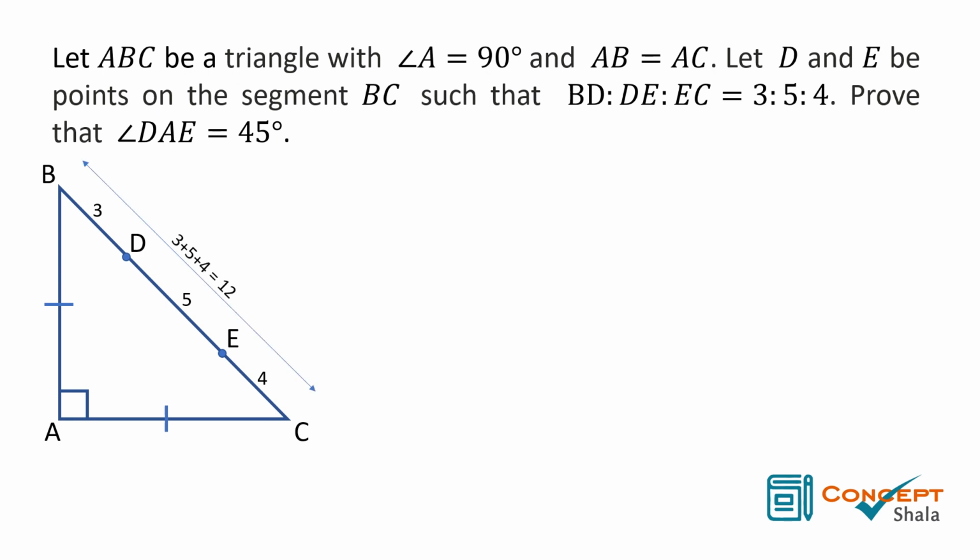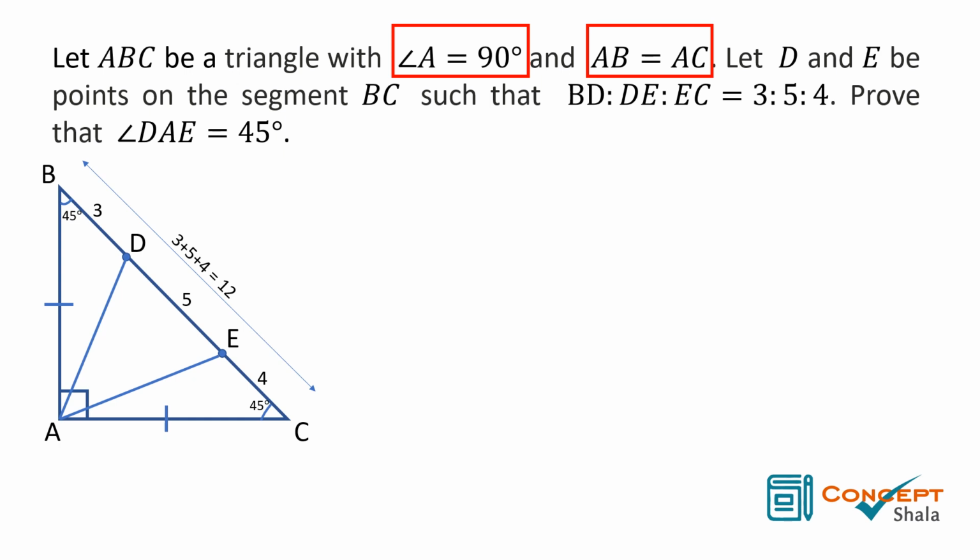Now let us connect A to D and E. We need to prove that the measure of angle DAE is 45 degrees. Let's start by marking the angles whose measures we know. As ABC is an isosceles triangle with vertex at A, angle B is equal to angle C. And as angle A is a right angle, angle B plus angle C is also 90 degrees. So angle B and angle C are both 45 degrees.